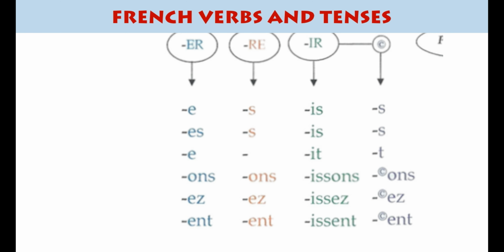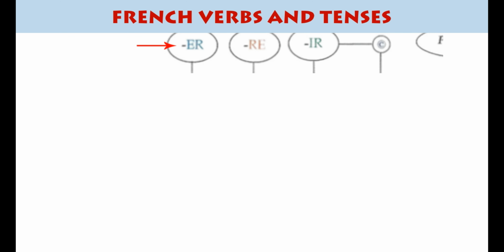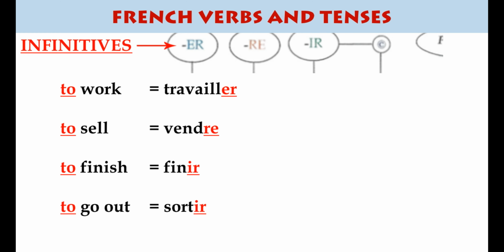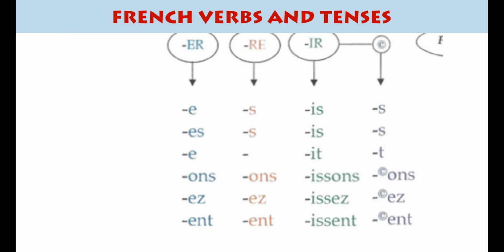A couple of things to say in overview about these verbs. First of all, where does the ER and the IR come from? Well, that's the form that you look up in the dictionary. That's the infinitive. And an infinitive means to do something, to finish, to go out, to work. And that's the form that you start with, and that's the bit that you take off in order to add these other endings on.